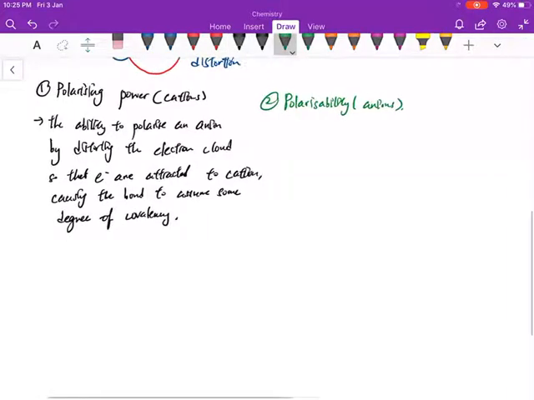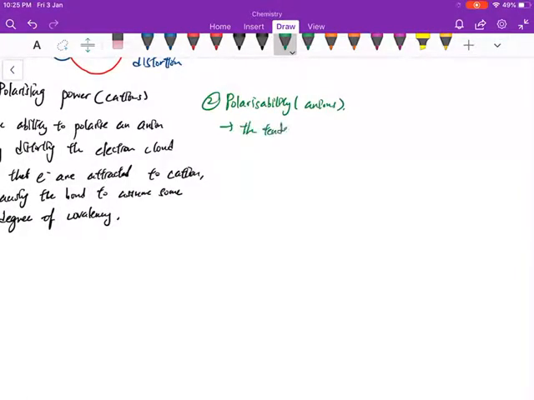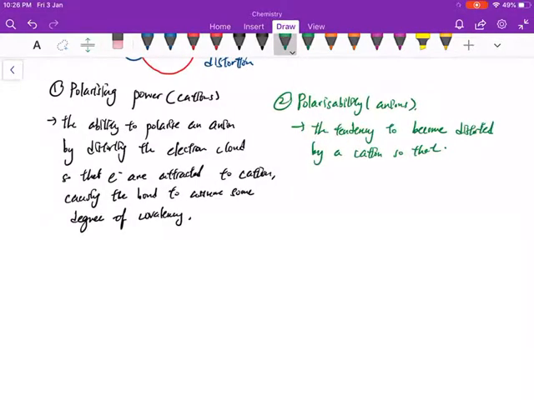So this is polarizing power, and polarizability is the tendency to become distorted. Well, one's passive and one's active. To become distorted by a cation, which is basically the same as here, and I'm not going to copy that because it's just a waste of time.